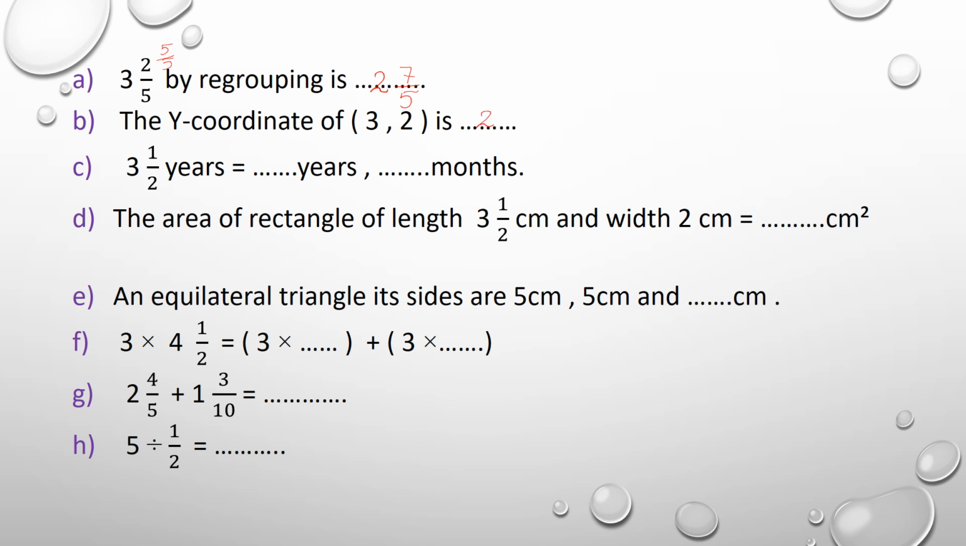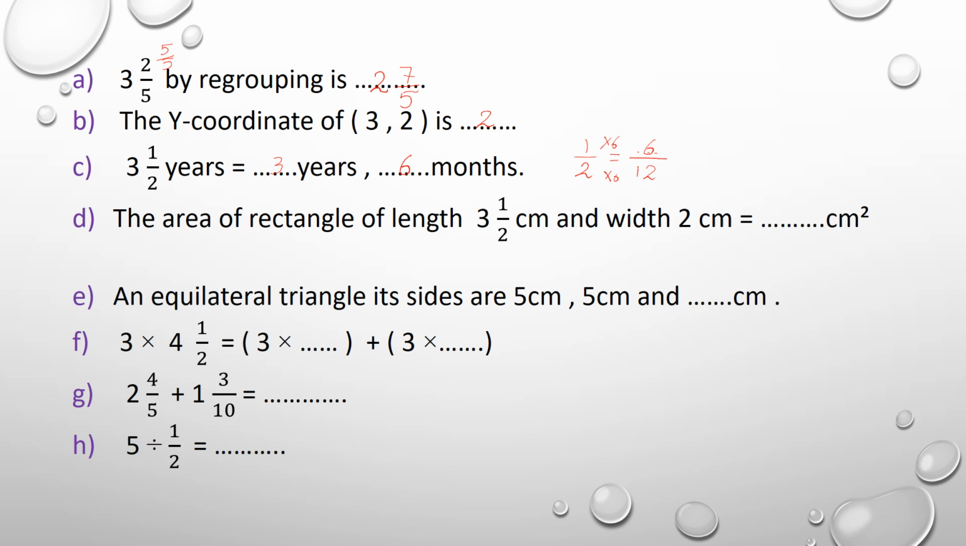3 and 1 over 4, 1 over 2 years equal dots years and dots months. The whole number, I'm going to write it in the years. 1 over 2 of a year. 1 over 2 of 12. I can write it like this. 1 over 2 equal dots over 12. 2 became 12, times 6. So I'm going to times 6 up again. It will be 6 months.